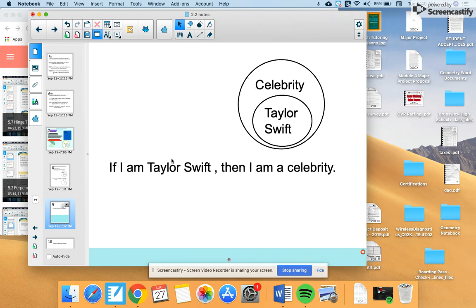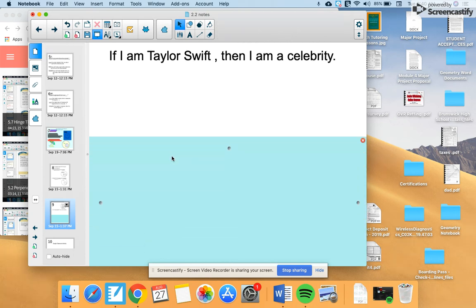So on the last one, go ahead and try that one on your own. Pause it and see what you can come up with. An if-then statement with Lil Wayne in the small circle and rap music in the larger circle. Take a minute to pause it, and then I will undo the screen when you play it so you can see the correct answer.